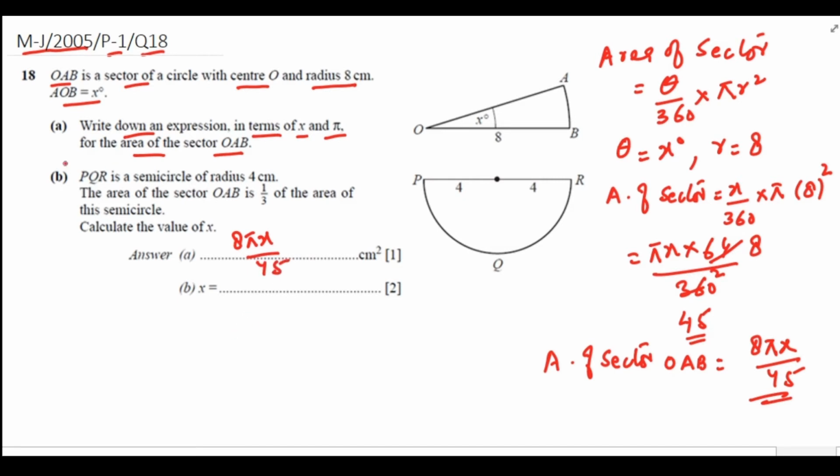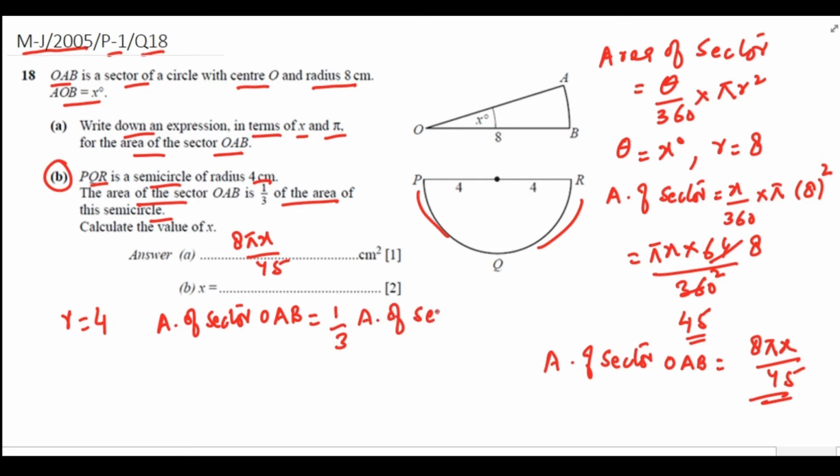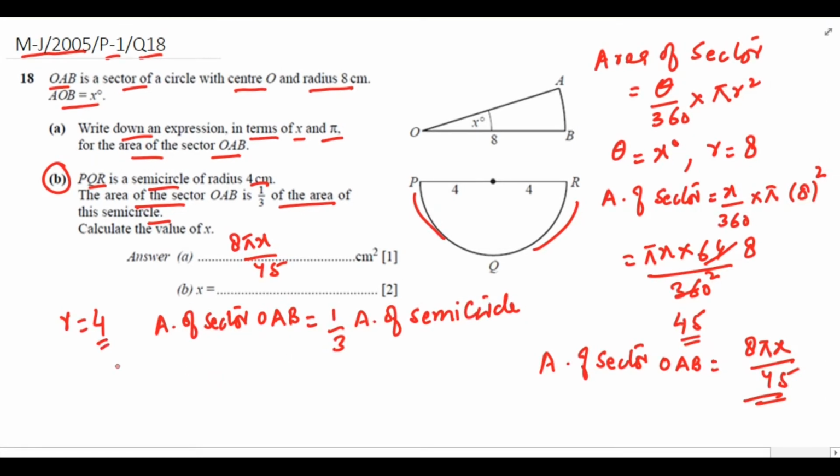Now part B, PQR is a semicircle as shown having radius 4 cm. So r is equal to 4. The area of the sector OAB is 1 upon 3 of the area of this semicircle. 8 pi x upon 45 is equal to 1 upon 3. Area of semicircle is equal to pi r square upon 2. So 1 upon 3 bracket pi bracket 4 whole square upon 2.